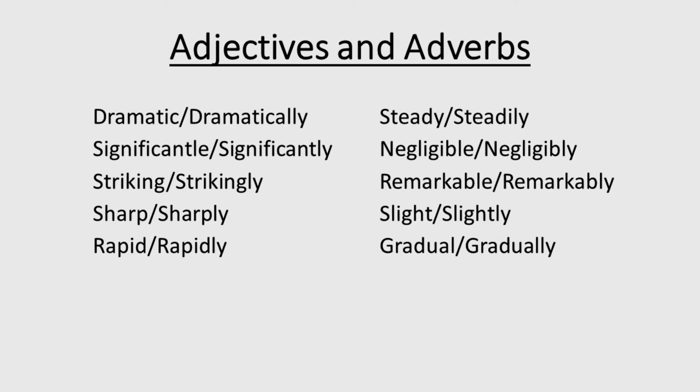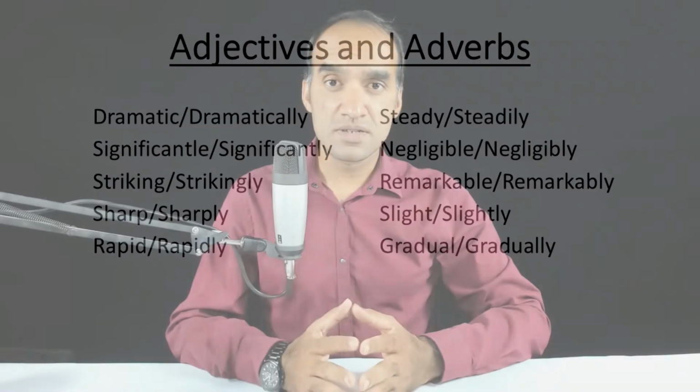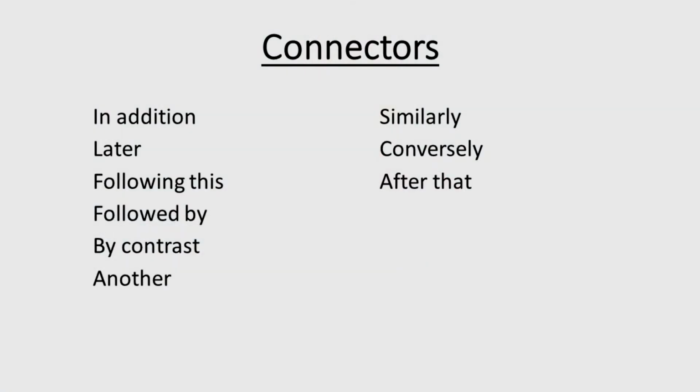There are many connectors that you can use to create coherence and cohesion in your writing. For example, in addition, later, following this, followed by, in contrast, another, similarly, conversely, after that. So here I'm going to show you the example now.